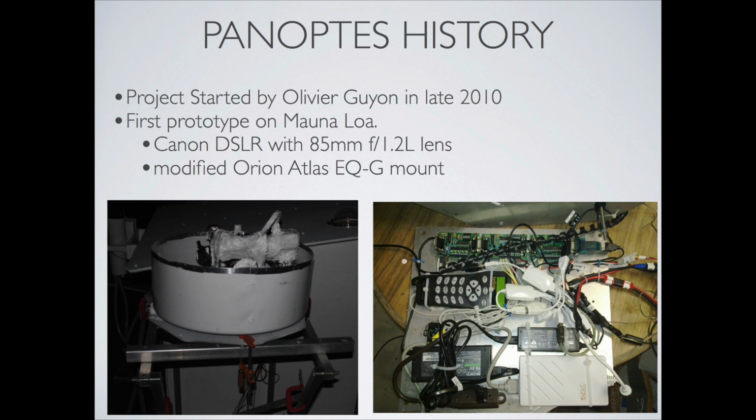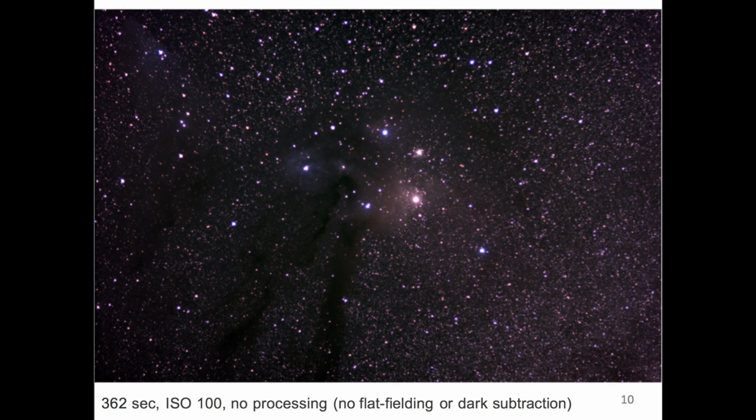Slide 10 shows an example, a single frame of a few minute exposure with no processing taken by this unit. And the first thing we see is that the image quality is actually pretty good. There are a lot of stars in this single image.